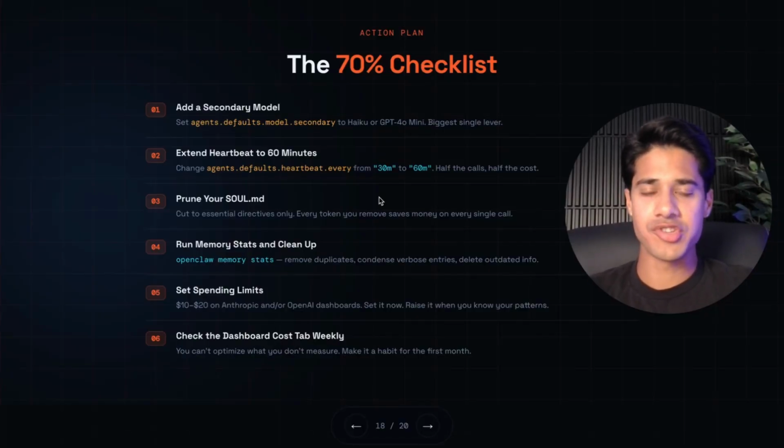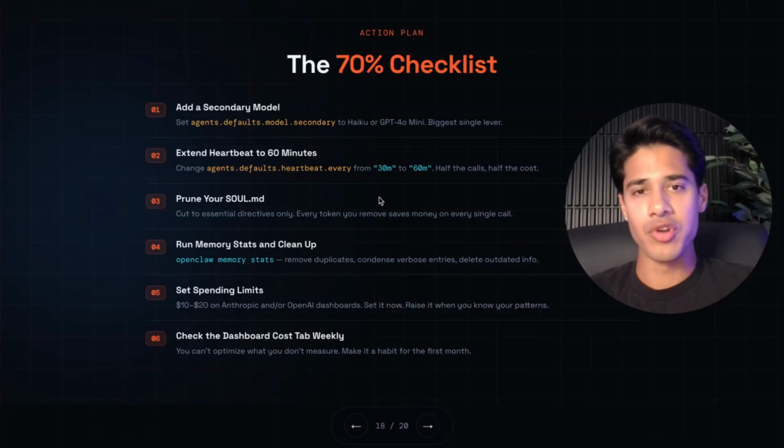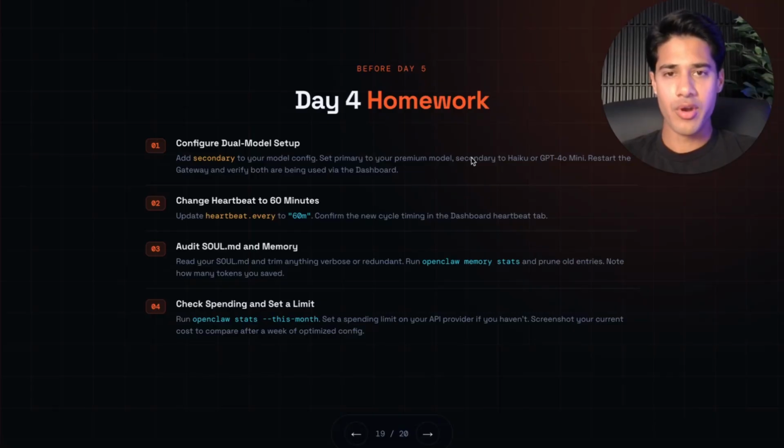And so that's it. There's 6 concrete actions. None of them reduce the quality of your agent's output for the tasks that actually matter. All of them reduce your bill. 4 things before day 5. First up, you want to configure the dual model setup. Add the secondary model key to your config, set the primary to your premium model, and the secondary to Haiku or 4.0 Mini. Restart the gateway and verify that both models are being used by checking the dashboard.